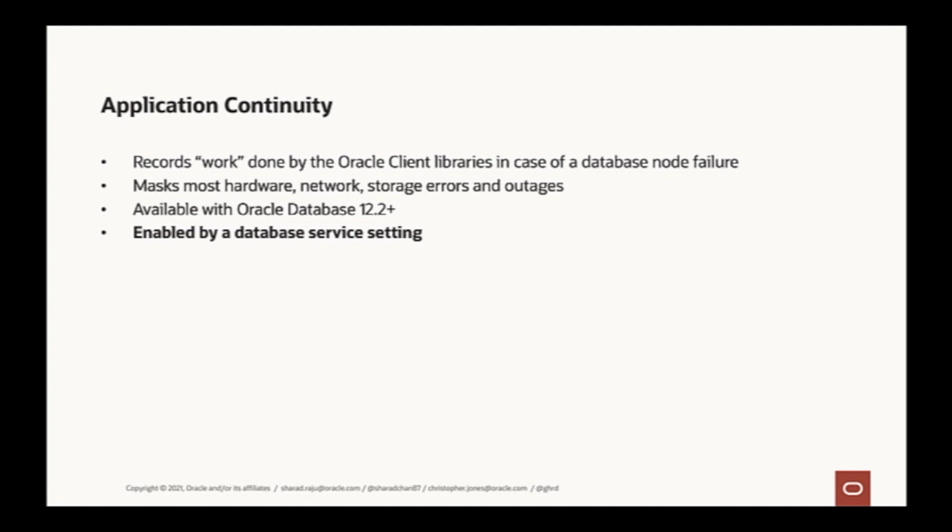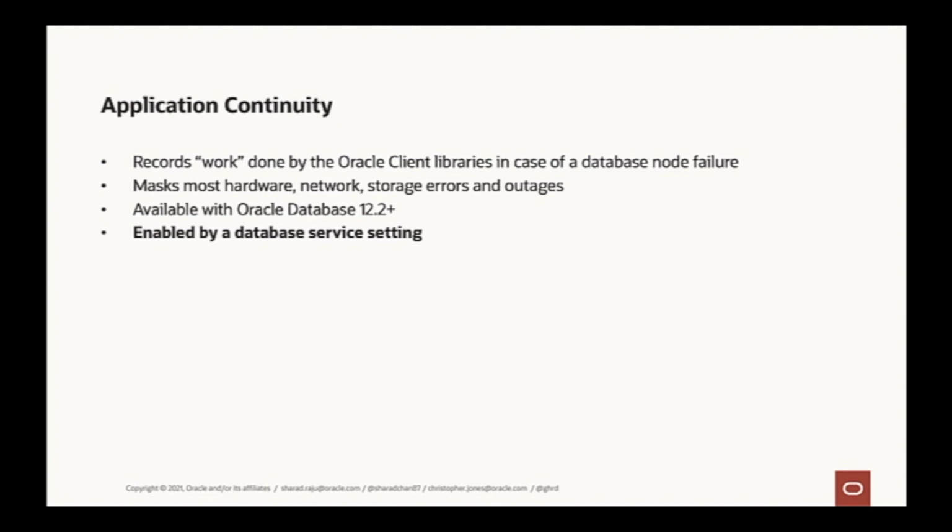So what is it? You've probably read by now, it records the kind of work done, the calls that those Oracle client libraries make across the network. Obviously, Python's calling down to your Oracle client and the client's talking to the database. And it kind of records that work so it can replay it if the database node goes down. It's been available for some time, and we're enhancing it all the time.